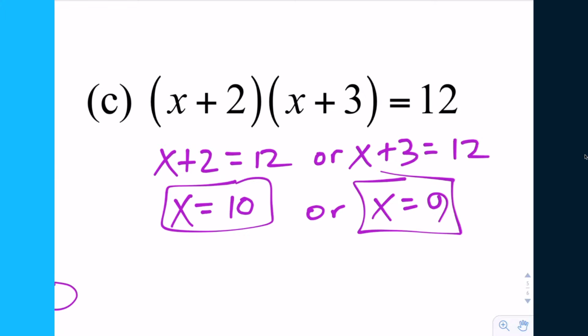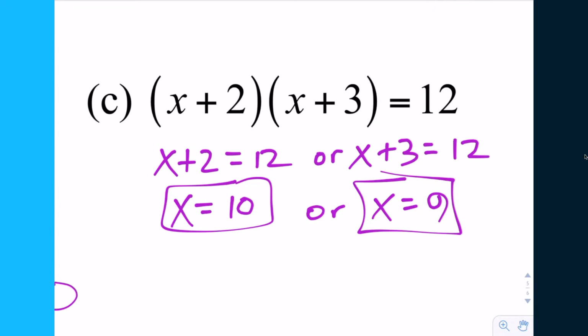I don't know what I'm doing. Anyone get 10 or 9? I walked up to the problem and I know I had it factored in. And I was like, it's already factored. Look at that. So x plus 2 equals 12 or x plus 3 equals 12? X equals 10 or x equals 9? Piece of cake.